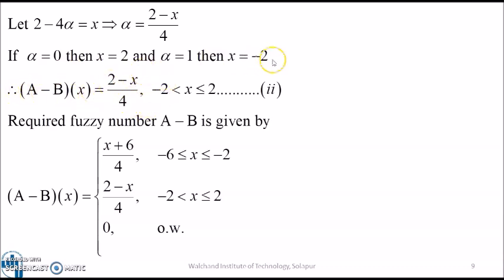The smaller number is minus 2, but minus 2 is already included. Therefore, we can write here strict inequality: minus 2 strictly less than x less than or equal to 2. Call it equation number 2.